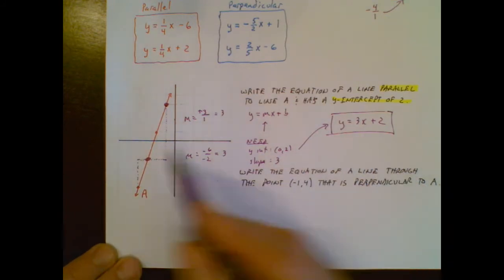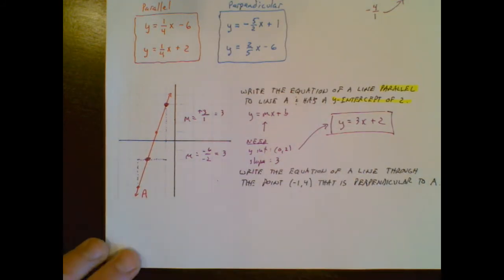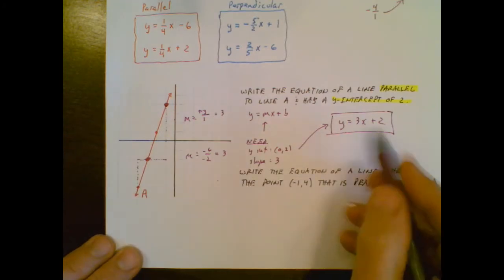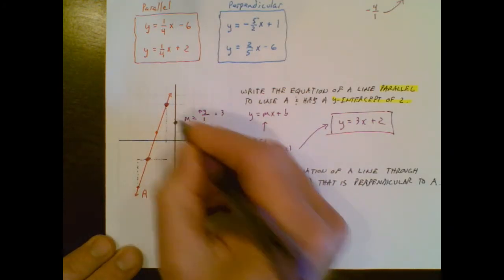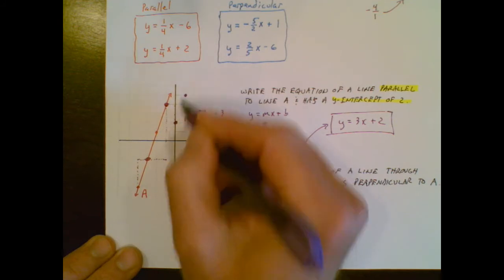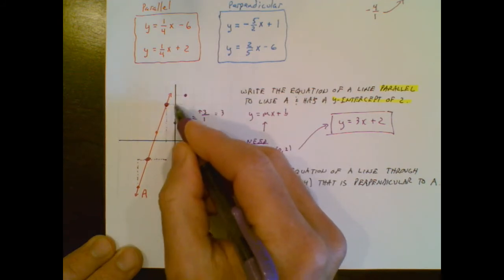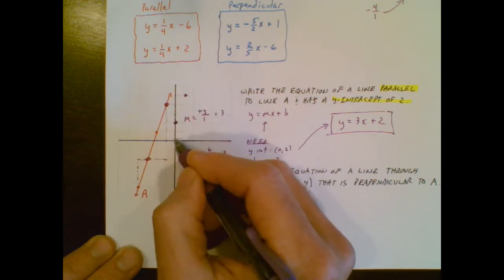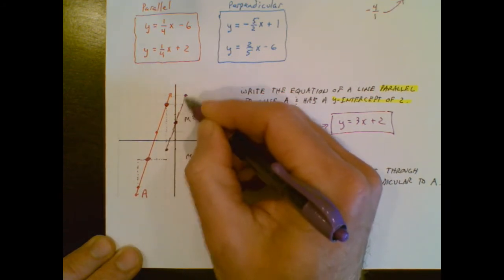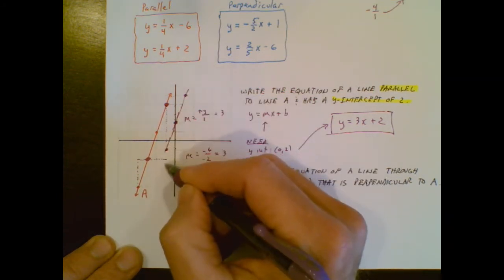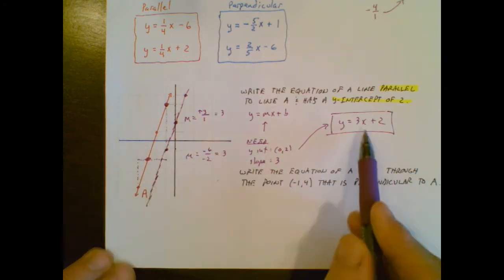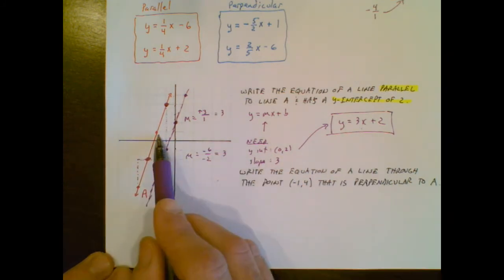This line is parallel to this line, and I could prove that by graphing it. If I put my y-intercept at 2 and my slope at 3, count up 3 over 1, or up 3 right 1, or negative 3 negative 1, you'll notice that the line that I'm graphing ends up being parallel. This line is parallel to line A.